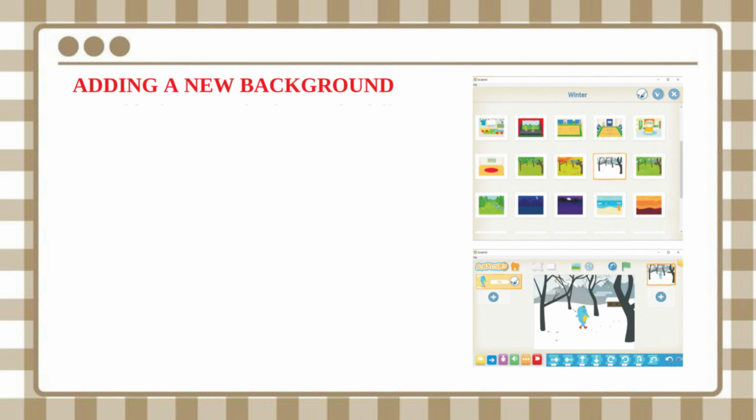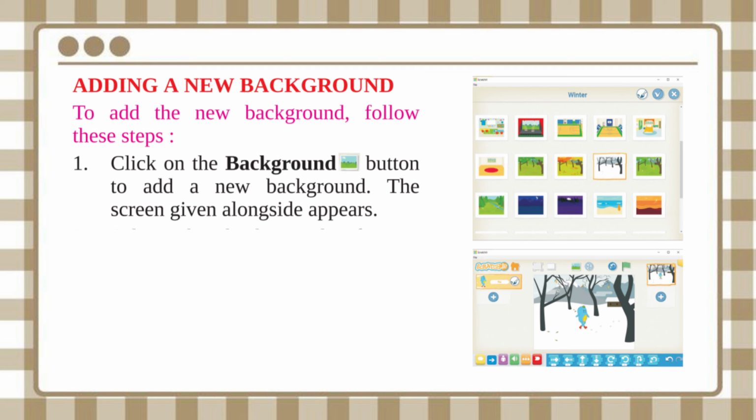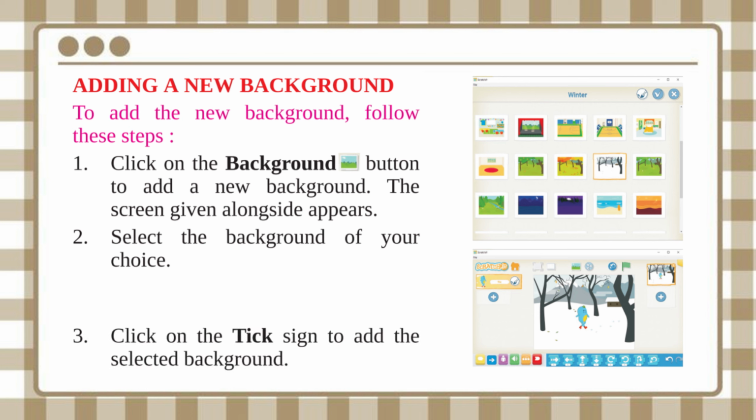Adding a new background. To add a new background, follow these steps. 1. Click on the Background button to add a new background. The screen given alongside appears. 2. Select the background of your choice. 3. Click on the tick sign to add the selected background.